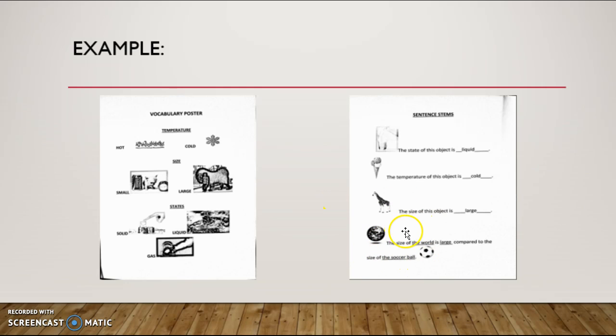And here we could provide sentence stems without actual pictures, because if you were using this in the classroom and you wanted the students to compare two objects, then you could just have the sentence stem blank and they can use the sentence stem when in the classroom and looking around at two objects and comparing them.